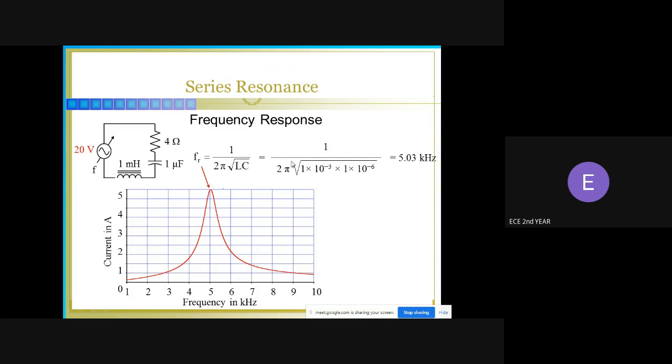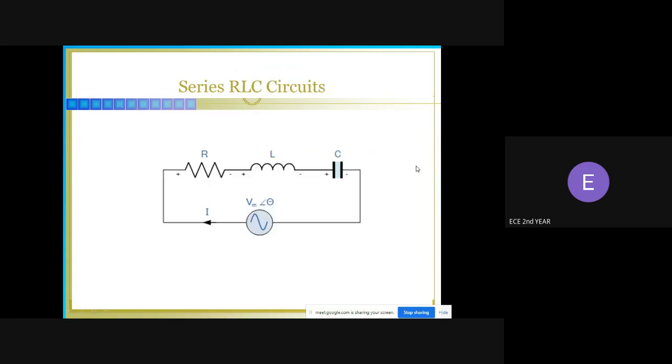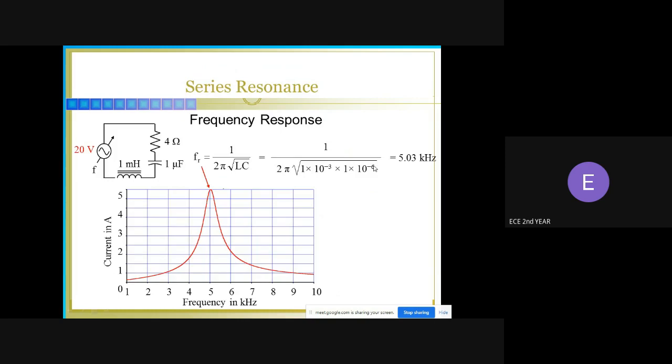So what is the value? You can find the resonance frequency for this circuit: 1 divided by... inductor 1 into 10 power minus 3 henry, and capacitor 1 microfarad, so 1 into 10 power minus 6. We get 5.03 kilohertz. So this is the resonance frequency.